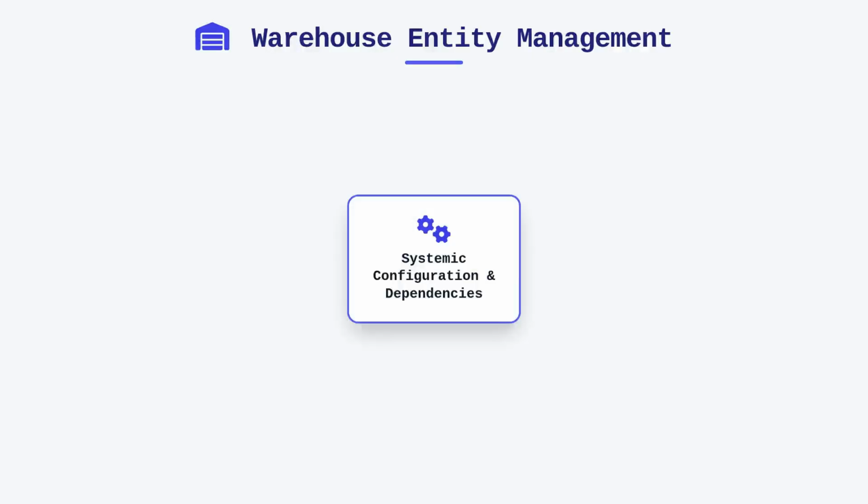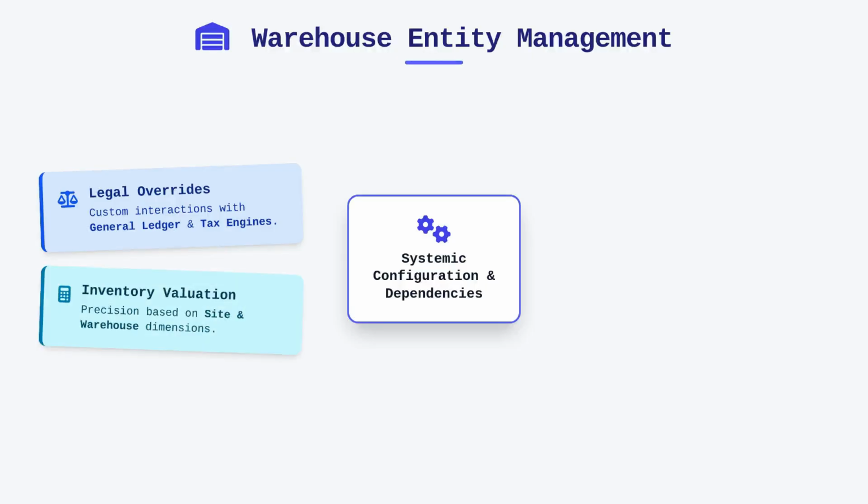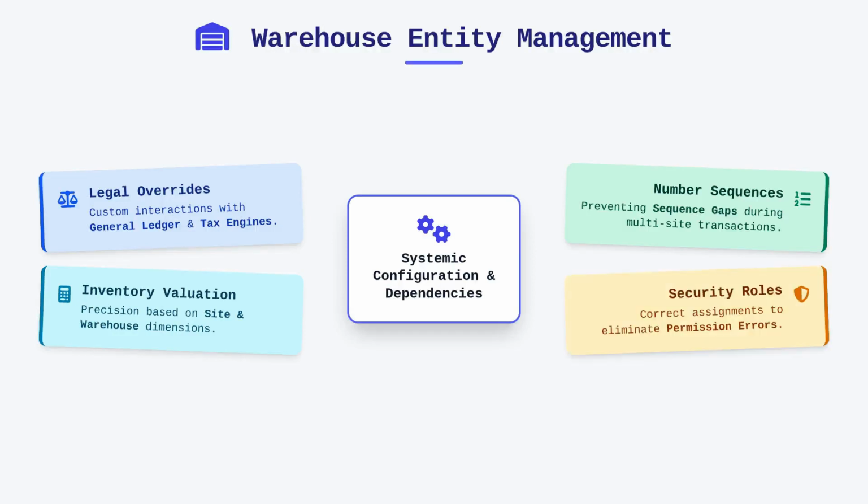Beyond physical configuration, managing warehouse entities requires a rigorous attention to underlying dependencies. You must consider legal entity overrides, as your global inventory strategy might require specific warehouses to interact differently with the general ledger or tax calculation engines. The accuracy of your inventory valuation depends on the correct warehouse setup, as some valuation methods are sensitive to the site and warehouse dimensions. Furthermore, when implementing these configurations, you must ensure that your number sequences and security roles are correctly assigned to facilitate the necessary administrative tasks.